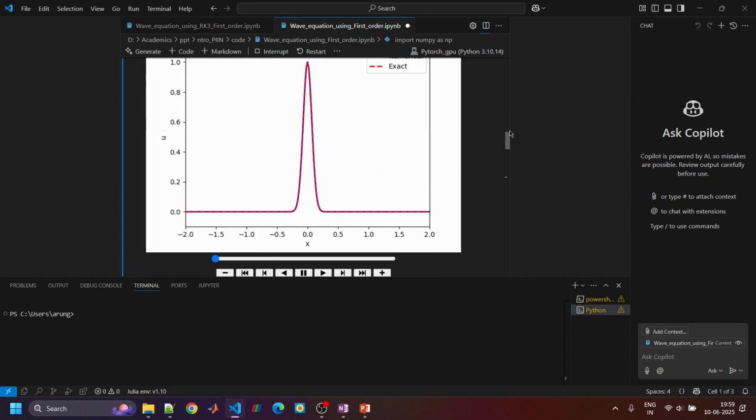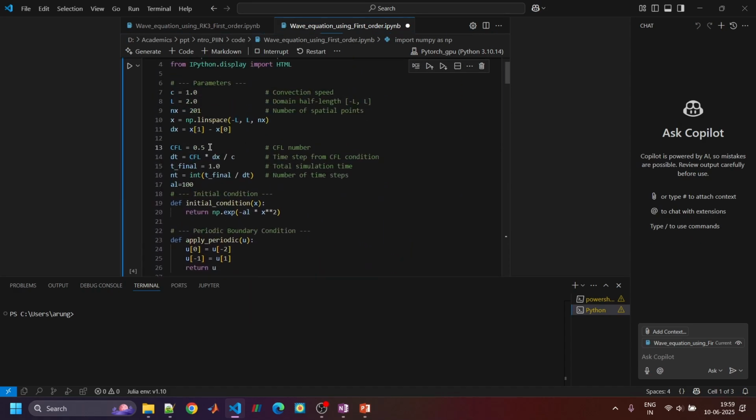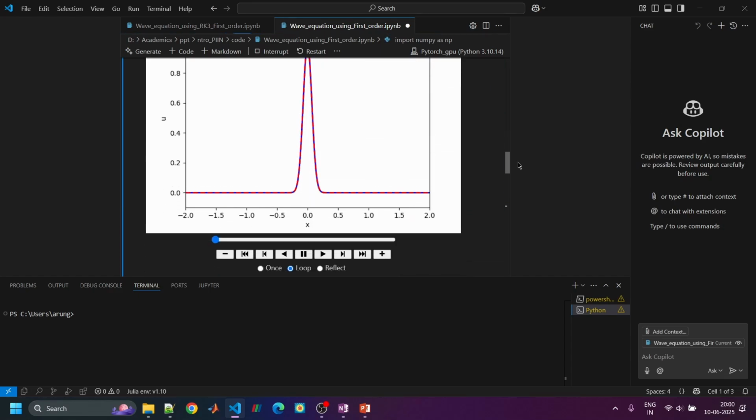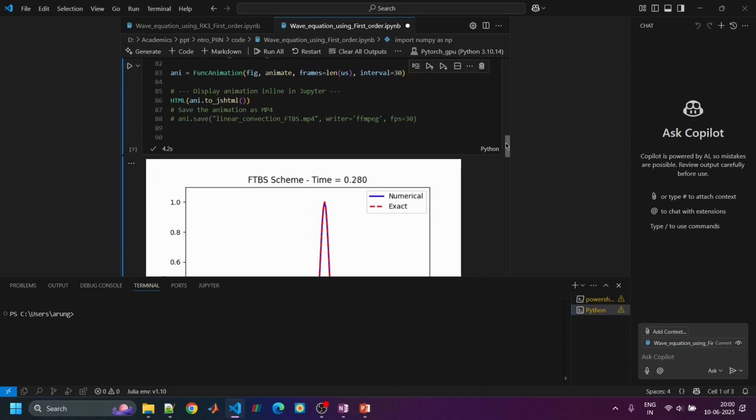So it has completed the animation. Now we shall play the animation. You can notice that this is diffusive. Now we shall try to increase the CFL number and make it 1. Now we shall run the code and check how the solution behaves. So it has completed the simulation. You can notice that the exact solution is the same as the numerical scheme. That means when we use the CFL number 1, the FTBS scheme gives the exact solution.